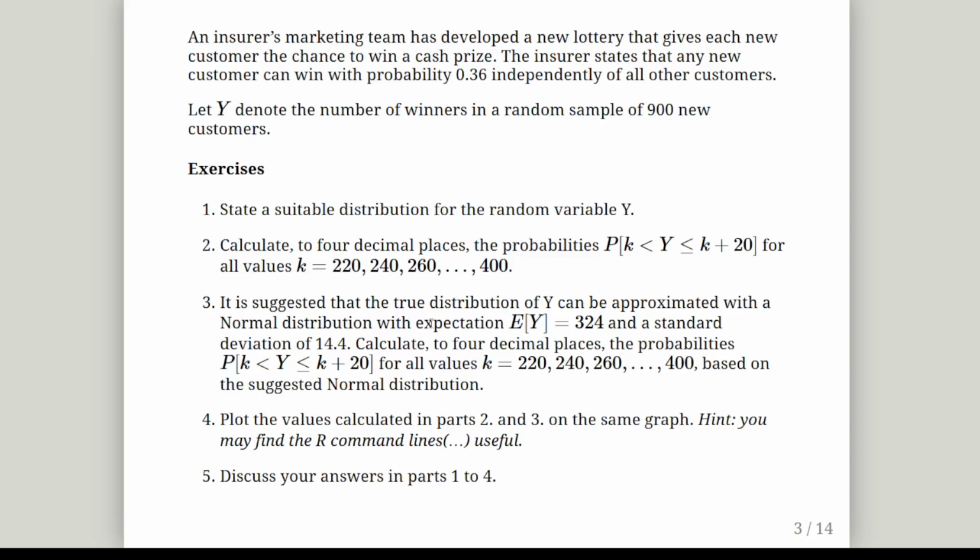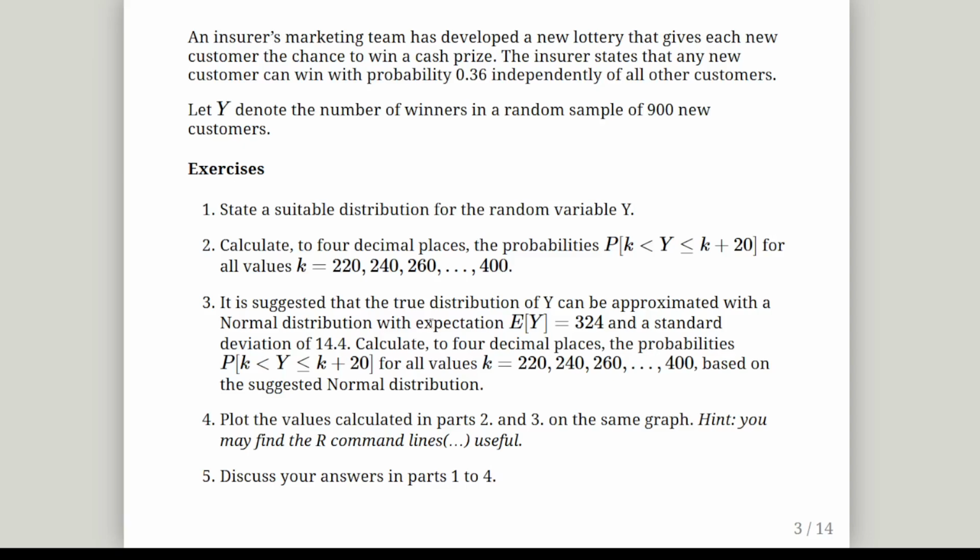Okay, an insurer's marketing team has developed a new lottery that gives each new customer the chance to win a cash prize. The insurer states that any new customer can win with a probability of 0.36 independently of all the other customers. Just as a quick remark, it doesn't really matter how much. It's really a yes or no question, a binary question. Do they win a cash prize? Yes or no? The probability of yes is 0.36.